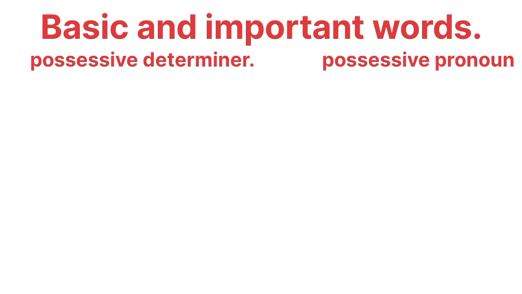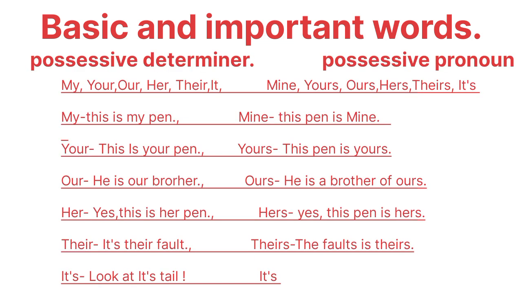Today's topic is English grammar: basic and important words, possessive determiners and possessive pronouns. Possessive determiners are my, your, our, her, their, its, and possessive pronouns are mine, yours, ours, hers, theirs. For example, to understand easily, first the possessive determiner my and its possessive pronoun mine.